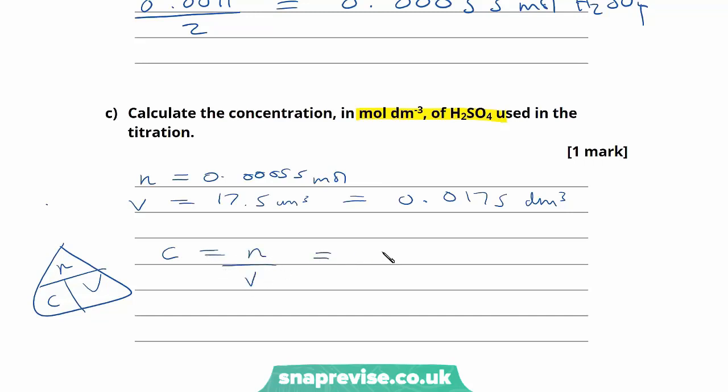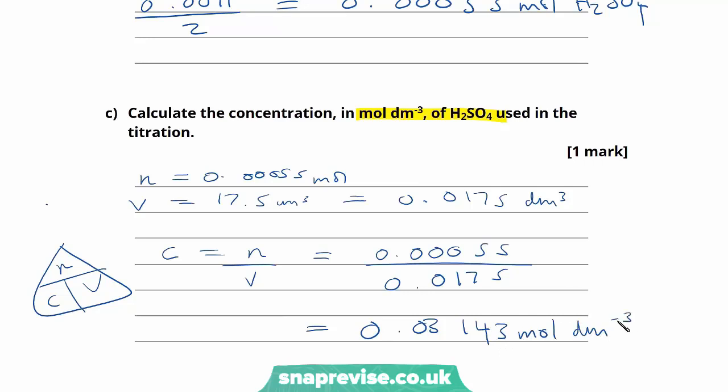So that is 0.00055 divided by 0.0175 to give us a concentration of 0.03143 moles per decimeter cubed.